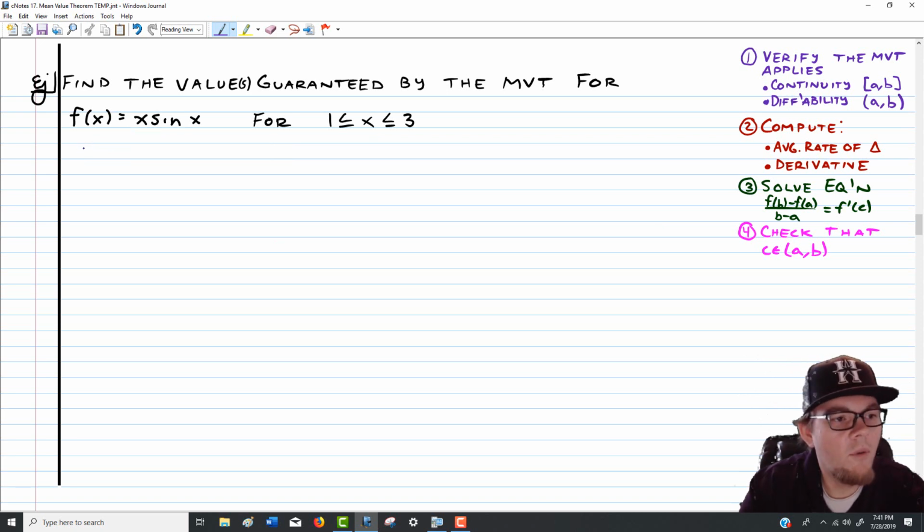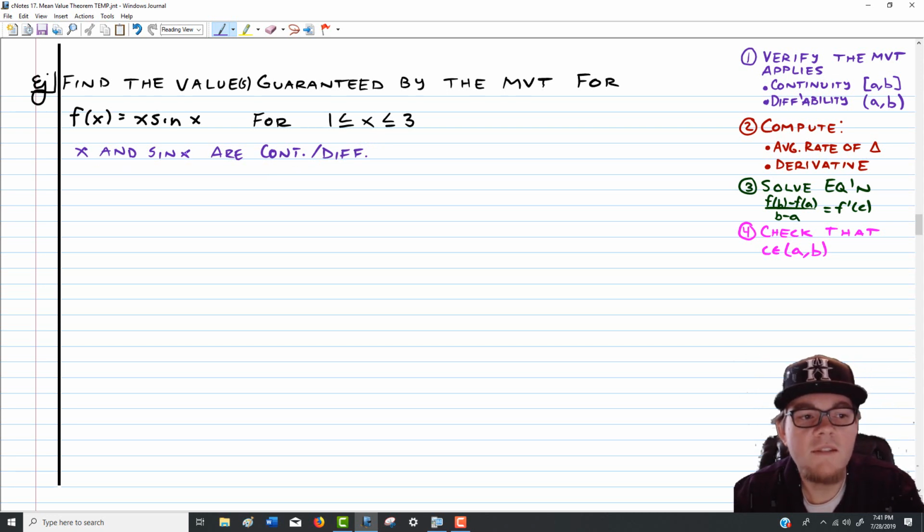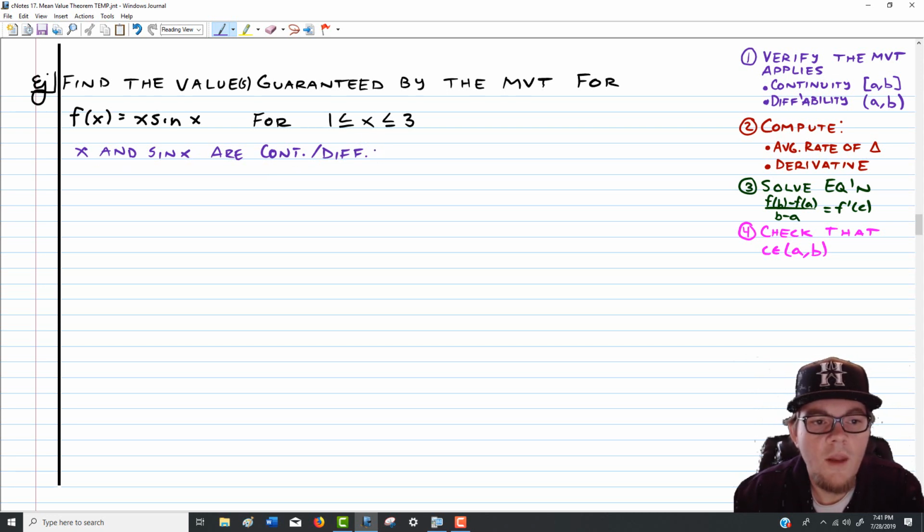So in this case, what I want to point out is that both x and sine of x are both continuous and differentiable. Again, I'm going to abbreviate a little bit just for the sake of space. I have a little bit less space here, especially because I'm not sure the green screen is going to work at this point. So both of those two functions, x and sine of x, are continuous and differentiable. It's also true that their product is therefore going to be continuous and differentiable.